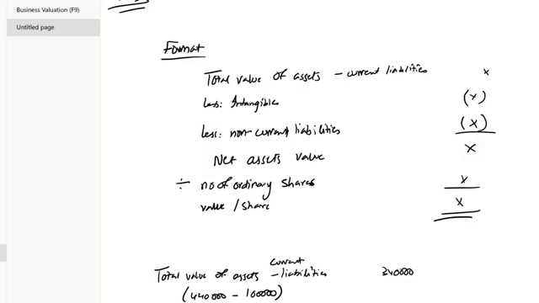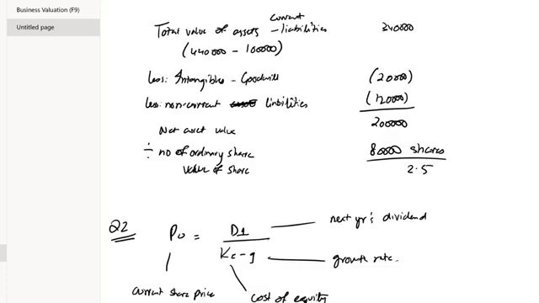Now the format is given: total value of assets minus current liabilities less intangibles. For intangibles, we have this example of goodwill, less non-current liabilities. Then we have net assets value divided by number of ordinary shares, and we'll have value per share. Total value of assets minus current liabilities gave us 340,000. The working has been presented over here. 440,000 minus 1 lakh. Then we have to subtract goodwill, that is 20,000, and then we have to subtract the non-current liabilities. Those are 120,000 as mentioned in the question.